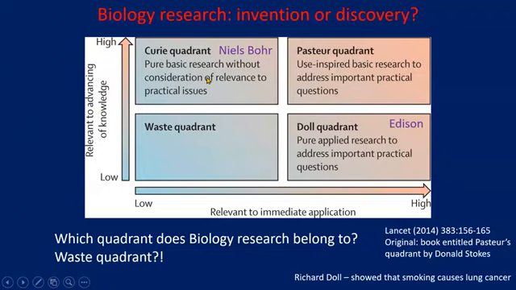Now, when the relevance to advancing knowledge is very high, it becomes the theory quadrant, and in this particular quadrant, pure basic research without consideration of relevance to practical issues is considered. And when it comes to immediate application, in this particular quadrant, you will think about applied research, which can address the important practical questions. So that comes in the doll quadrant.